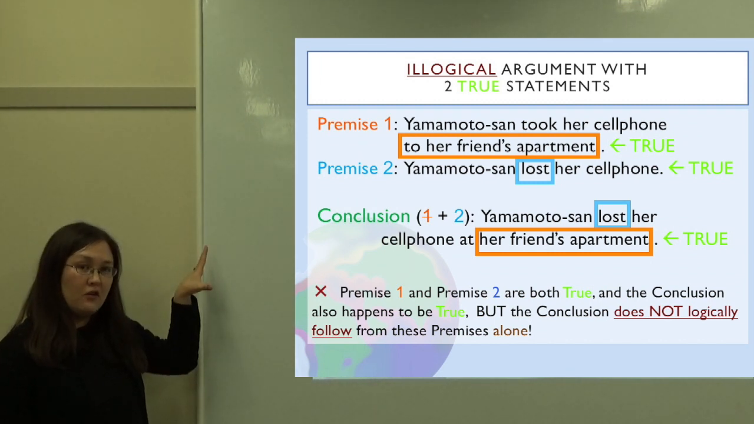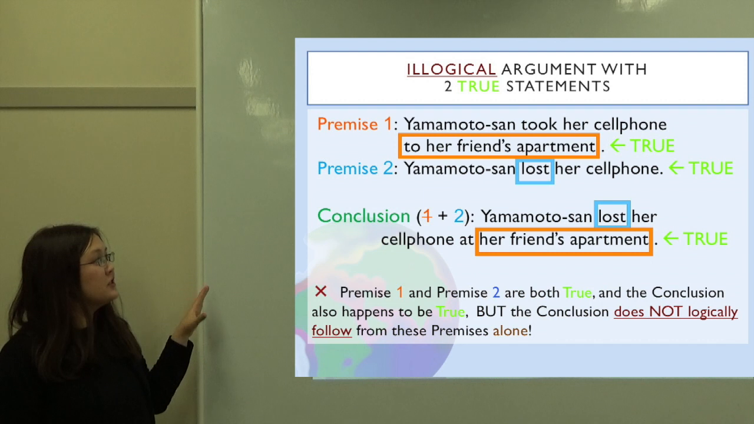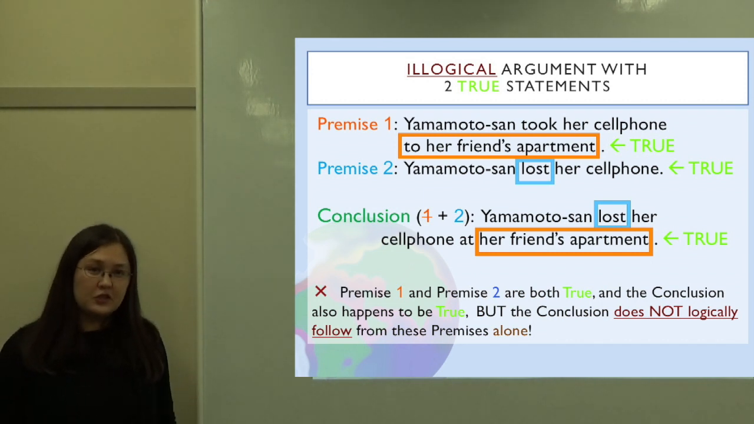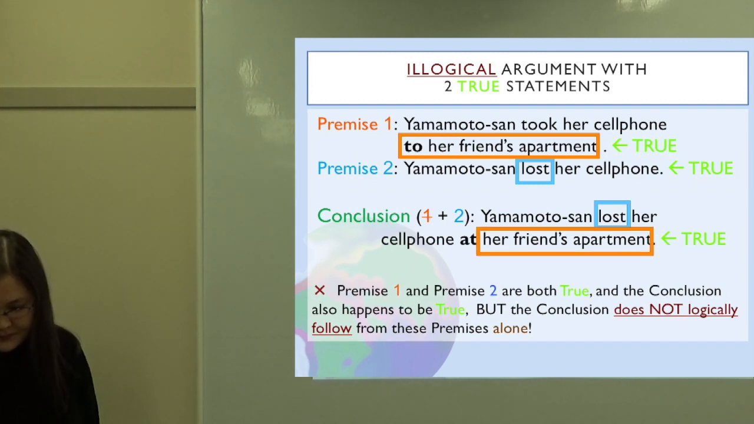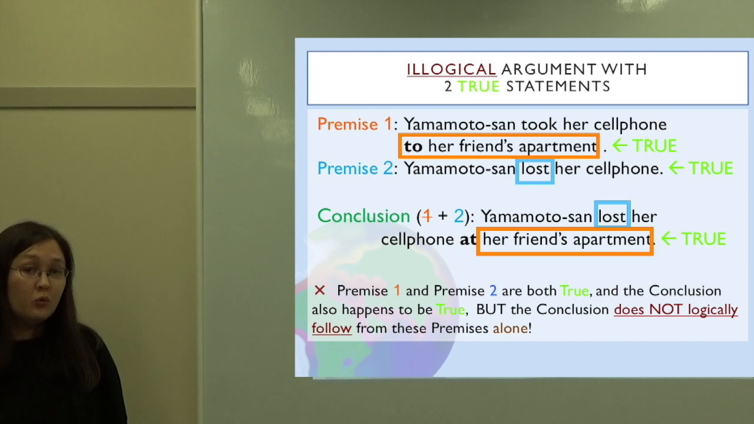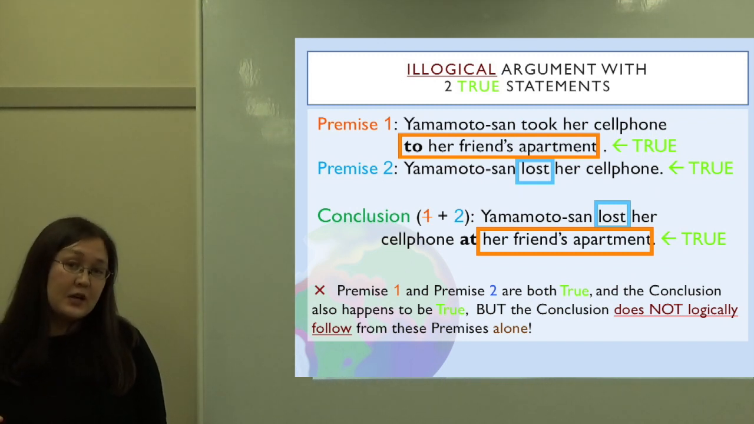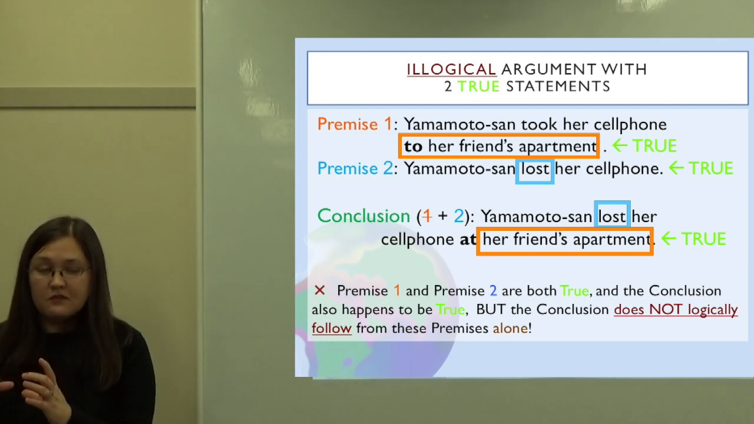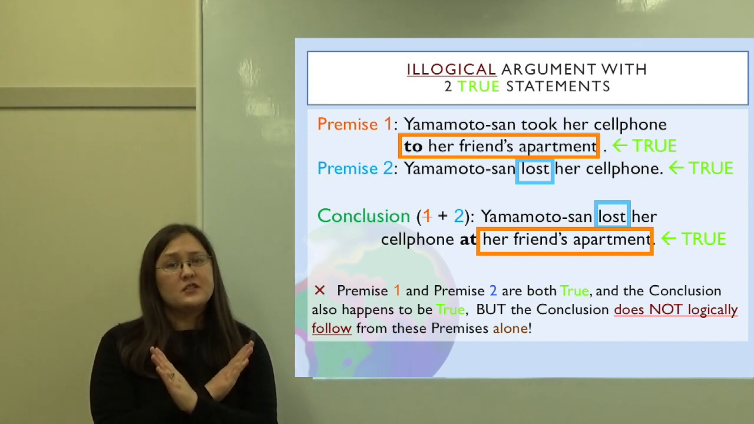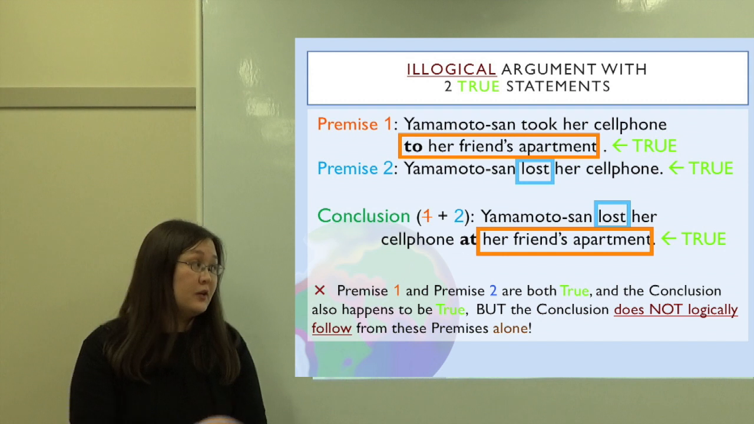What went wrong? What changed? What didn't go into the conclusion or was added into the conclusion? Why is this illogical? The problem is, in premise 1, we have the word "to." We know as a fact that Yamamoto-san took the cell phone to the apartment. But we don't have any details about what happened at the apartment.